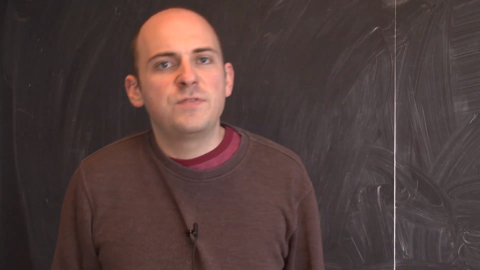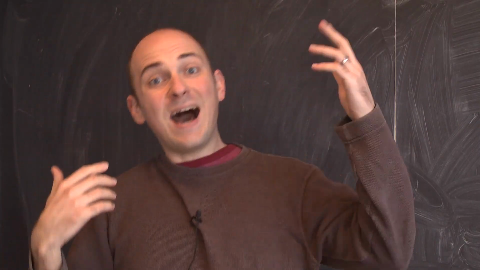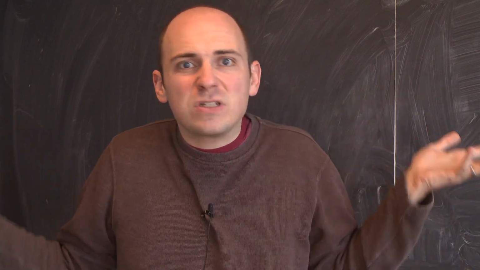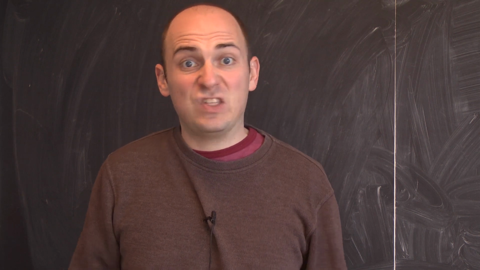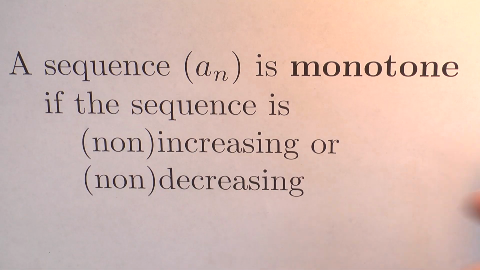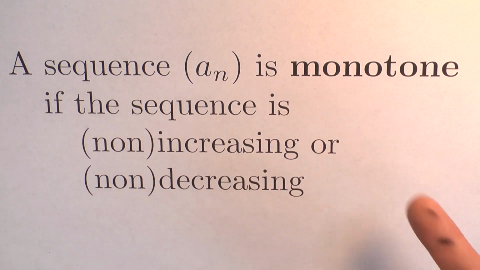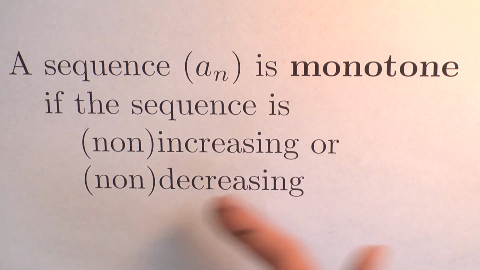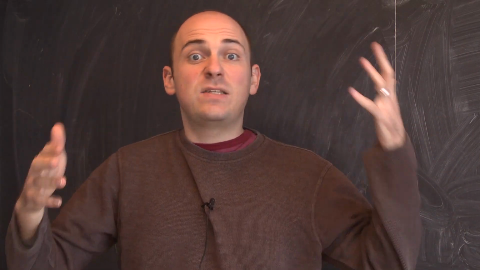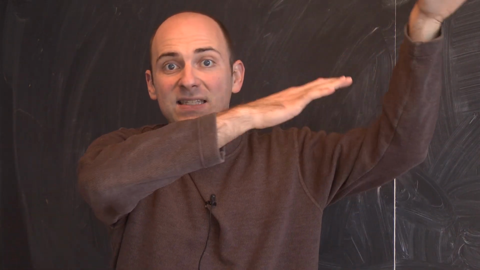So thus far, we've talked about increasing and decreasing, non-increasing and non-decreasing. Generally, it's just interesting if a sequence is heading in the same direction, if it's any of those things. A sequence a sub n is monotone if that sequence is increasing or non-increasing or decreasing or non-decreasing. So monotone amounts to just a fancy way of saying heading in the same direction.